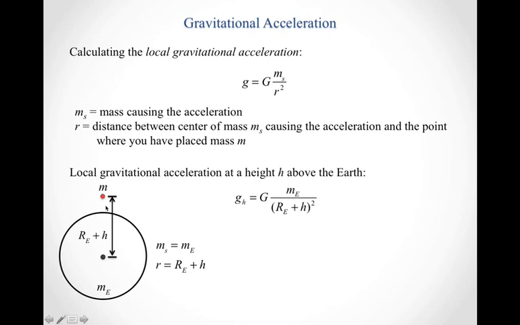So the distance separating where you put your mass m and the center of mass of the Earth is not just the radius of the Earth, but also includes this height h above the Earth's surface. What this equation for the local gravitational acceleration allows us to do is calculate the gravitational acceleration at any point we're interested in. All we have to do is know the mass that's causing the gravitational acceleration there, and the distance between the center of mass of that mass and wherever you're going to place some other mass that ends up feeling this gravitational acceleration.